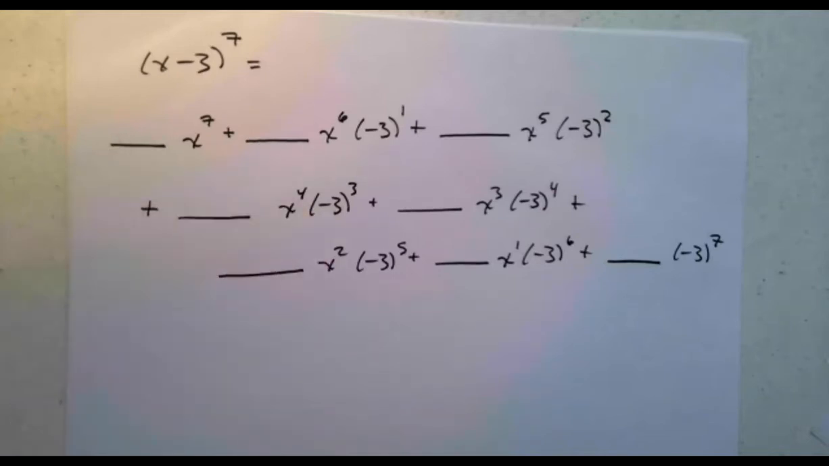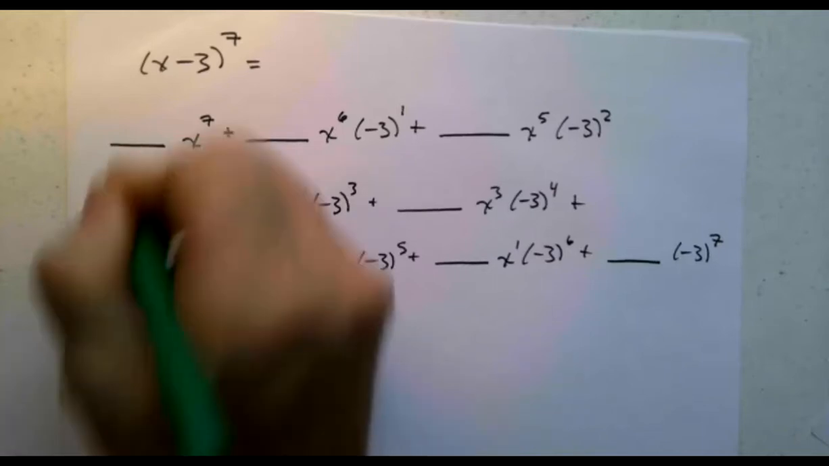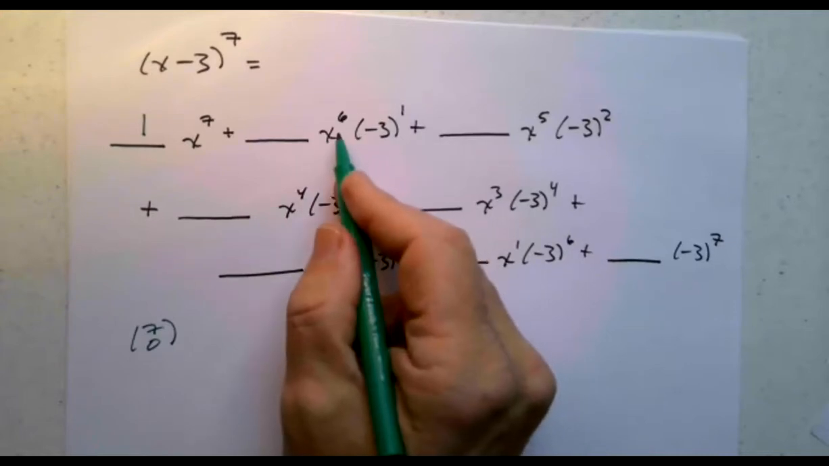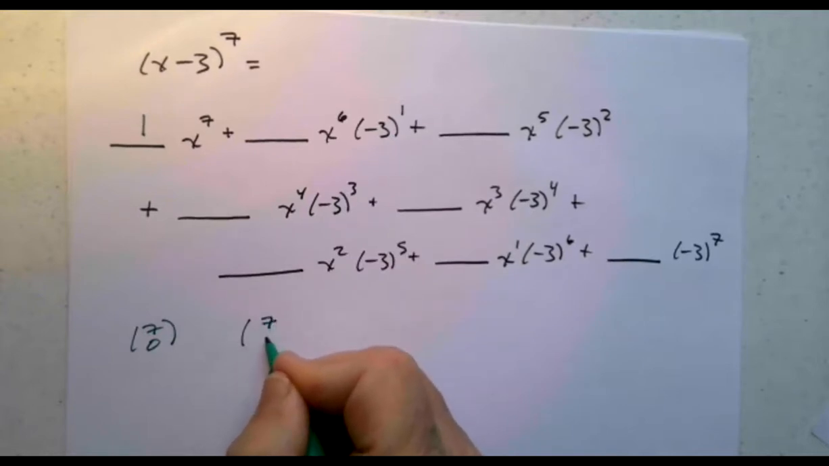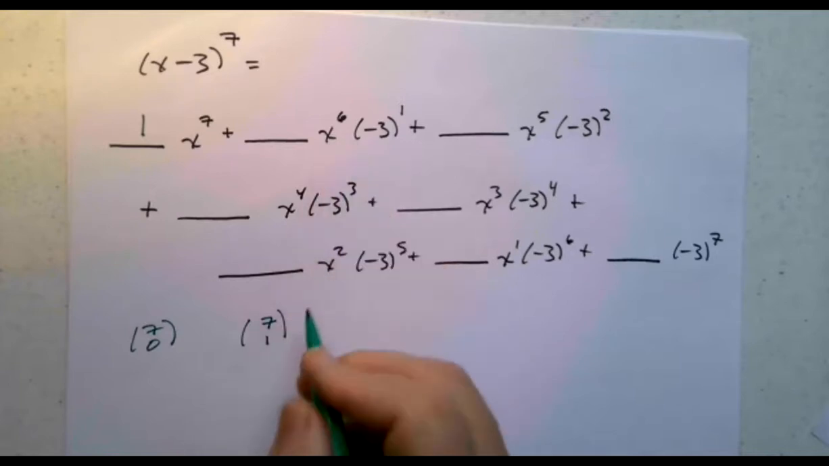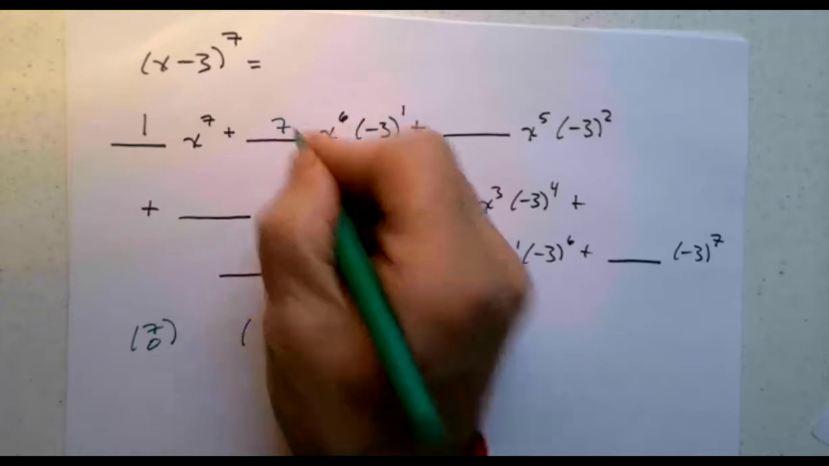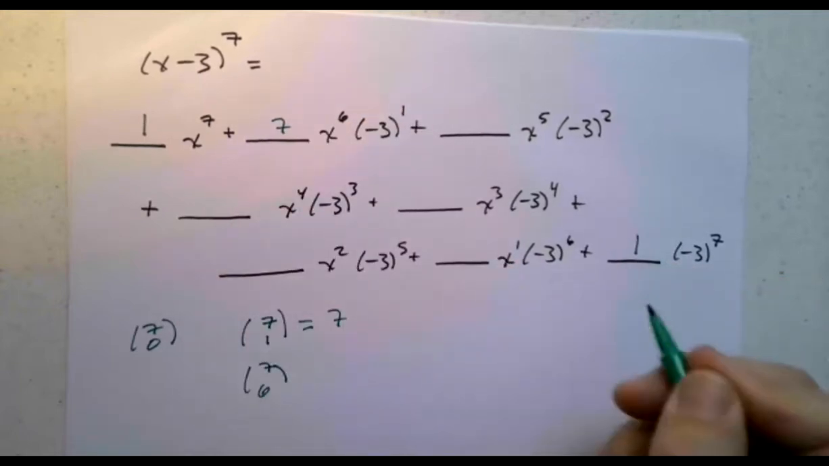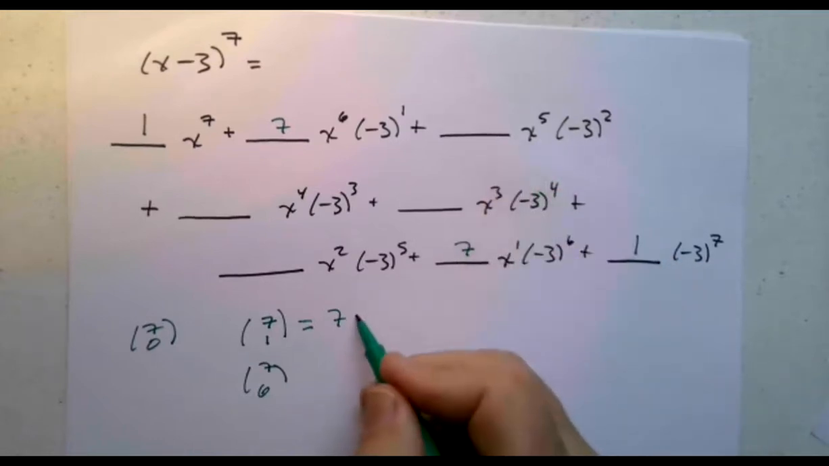The first number is 7 choose 0, which I know is 1. That's the first number in Pascal's triangle. The second number is 7 choose 1, or 7 choose 6. They're the same. So if you want to make it 7 choose 6, you can. I like to think of it as 7 choose 1 first. 7 choose 1 is 7, which is the same as 7 choose 6. So we have 1 on the back end. We have 7 here. Next up, I need 7 choose 5 or 7 choose 2.